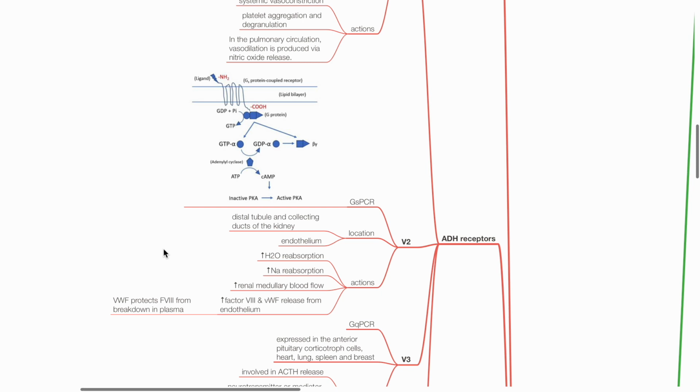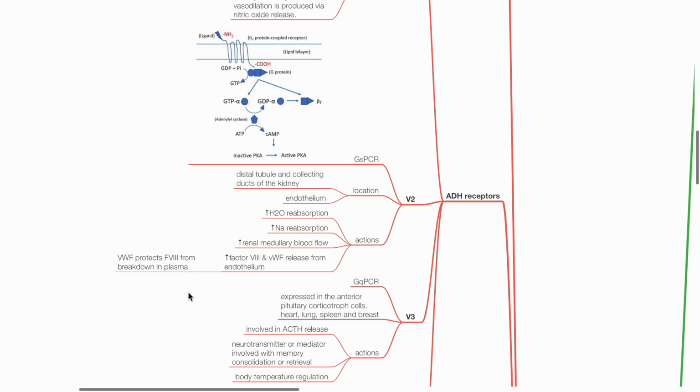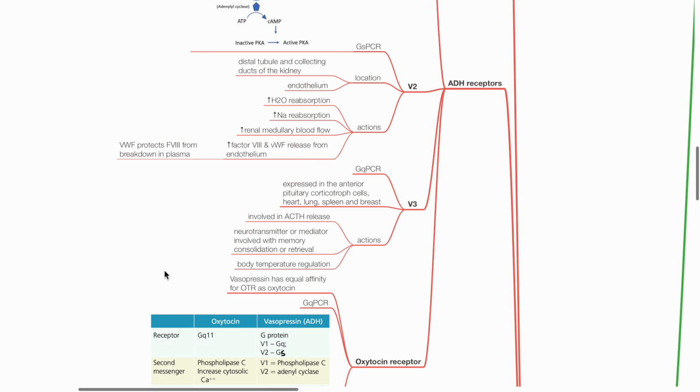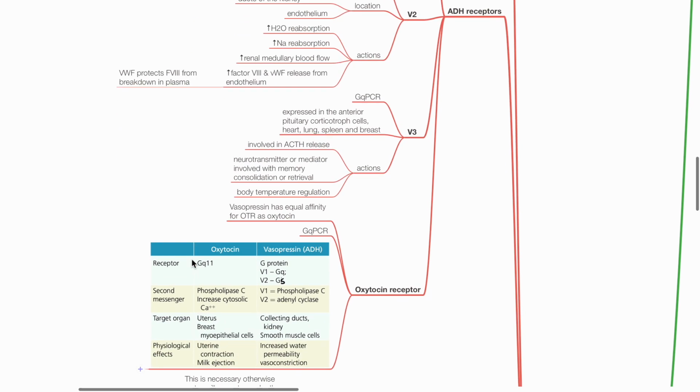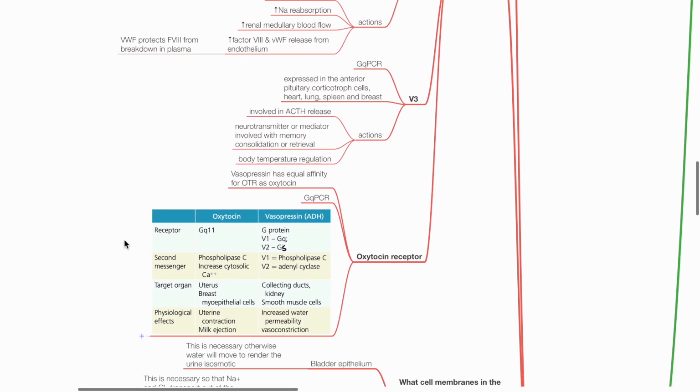Actions include increased water reabsorption, increased sodium reabsorption, increased renal medullary blood flow, and increased factor VIII and von Willebrand factor release from endothelium. V3 receptors are Gq protein-coupled receptors. Actions include ACTH release, and acting as a neurotransmitter or mediator involved in memory consolidation or retrieval, and body temperature regulation. Vasopressin also has equal affinity for oxytocin receptors as oxytocin.